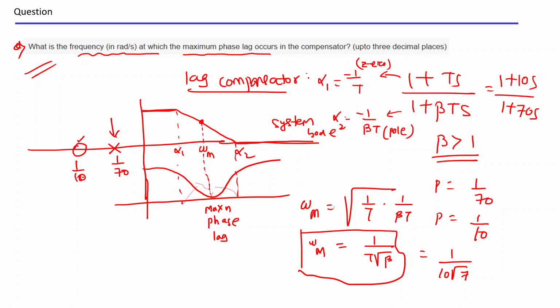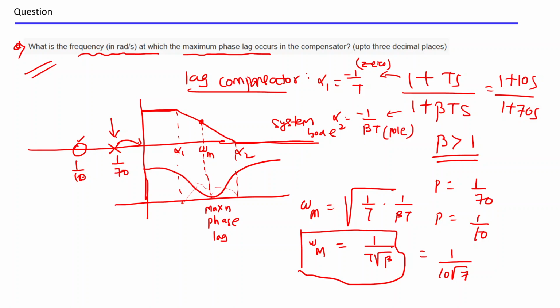This omega is equal to nothing but 1 by 2 delta b. It is always the same for both the lead compensator and the lag compensator. These two values are the same. But in the lag compensator, beta is greater than 1. That's why this pole is coming nearer to the origin. But if a lead compensator is there, then the zero is closer to the origin and the pole is far away from the origin. That's why beta is less than 1 in that case. You just remember these two concepts. Next, how to find out the frequency at which the maximum phase lag or maximum phase lead occurs.